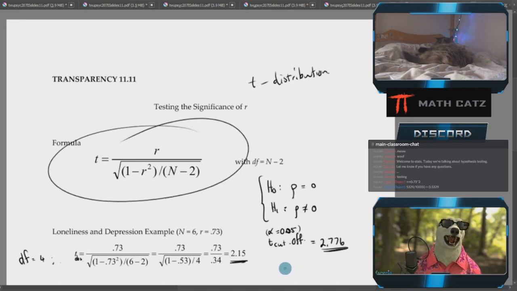And what is our conclusion? Our conclusion is this does not sit past the cutoff. It's not greater. So the evidence is not strong enough to suggest that there is a correlation between these two. So we cannot reject the null hypothesis. The evidence is not strong enough to suggest that there is a correlation.